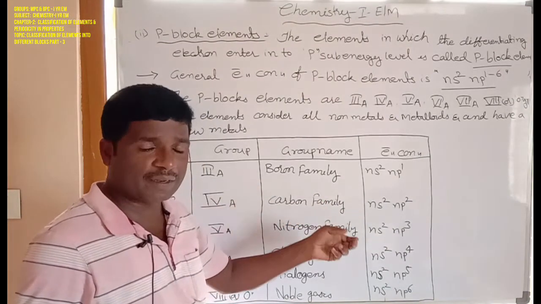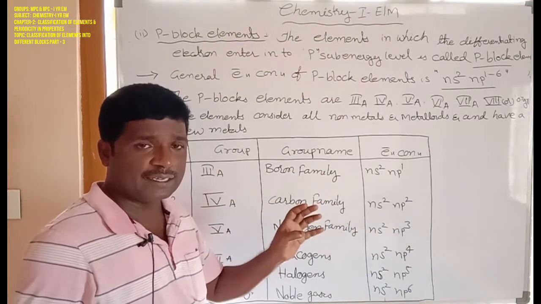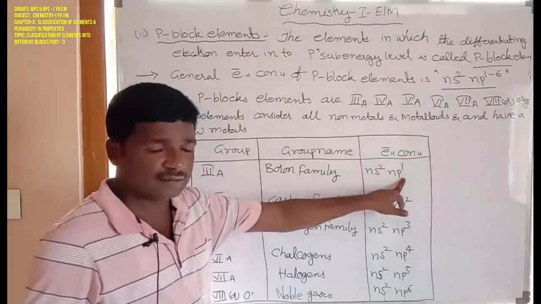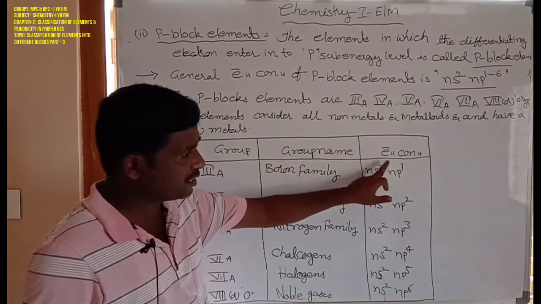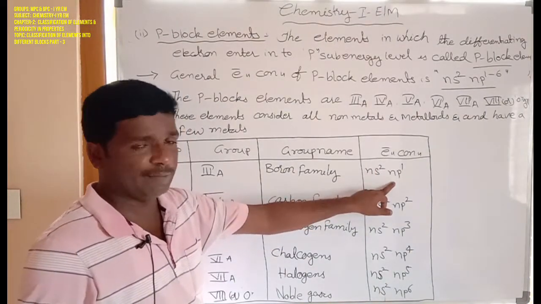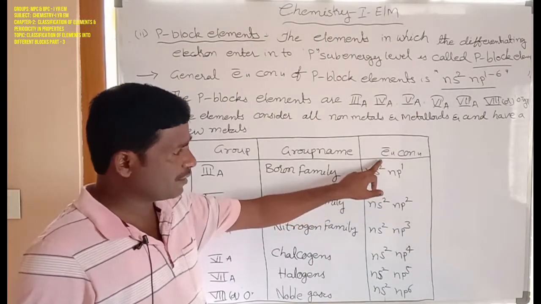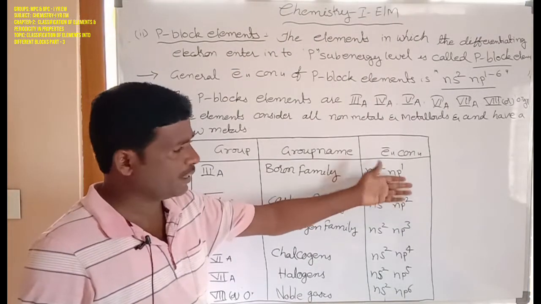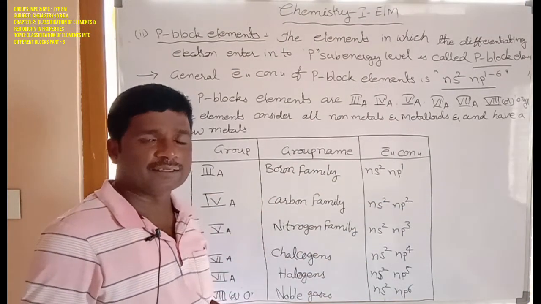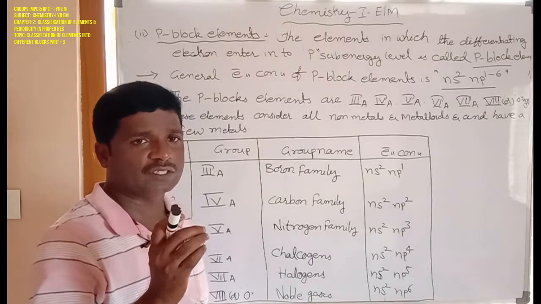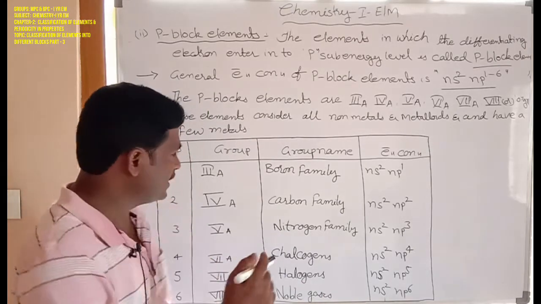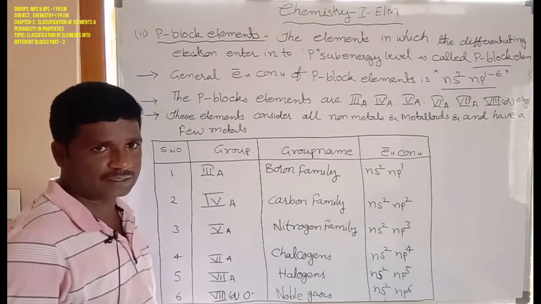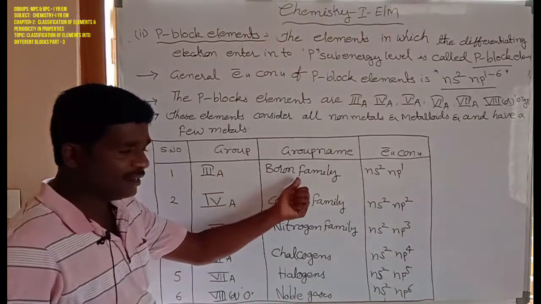In third A group elements, the outermost sub-energy level, or outermost orbital, has only 3 electrons. That is the electron configuration ns2 np1. The s orbital has 2 electrons and the p orbital has 1 electron. 2 plus 1 is 3, so the outermost shell has only 3 electrons, which matches the electron configuration of the third A group elements, also called the boron family.